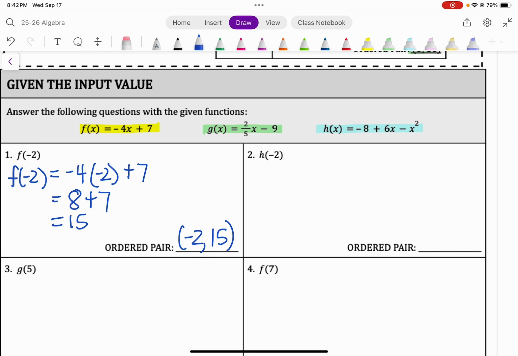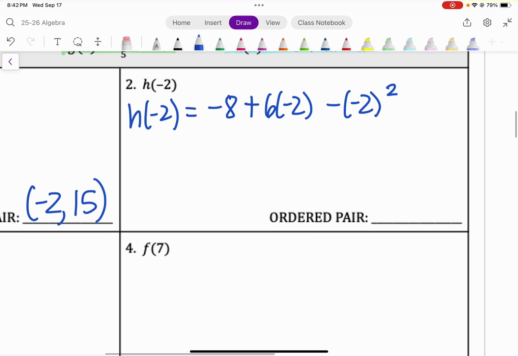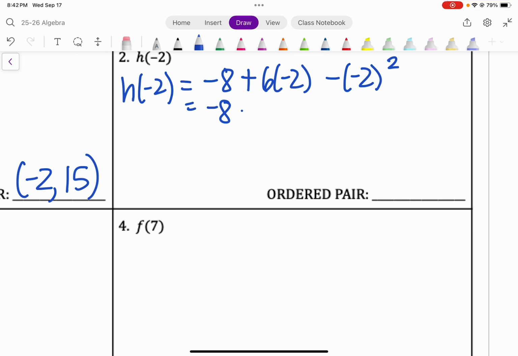h of -2 is the blue equation. So -8 plus 6 times -2 minus -2 squared. So -8 plus 6 times -2, that's going to be plus -12. I'm just going to write -12 because I don't like double signs.